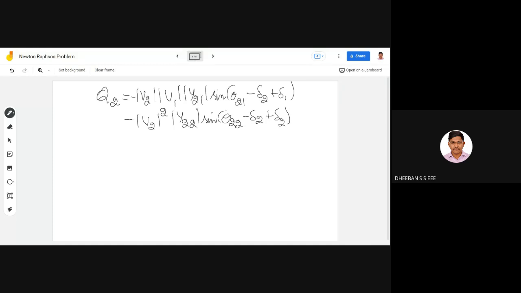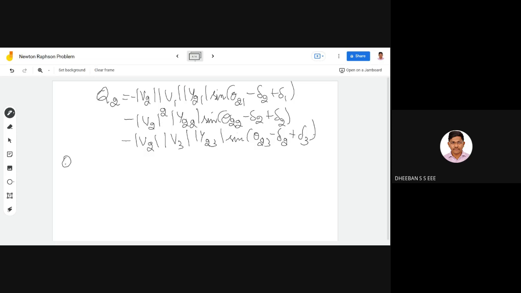So this becomes, again we'll be getting minus V2 V3 Y23 sine of theta 23 minus del 2 plus del 3.